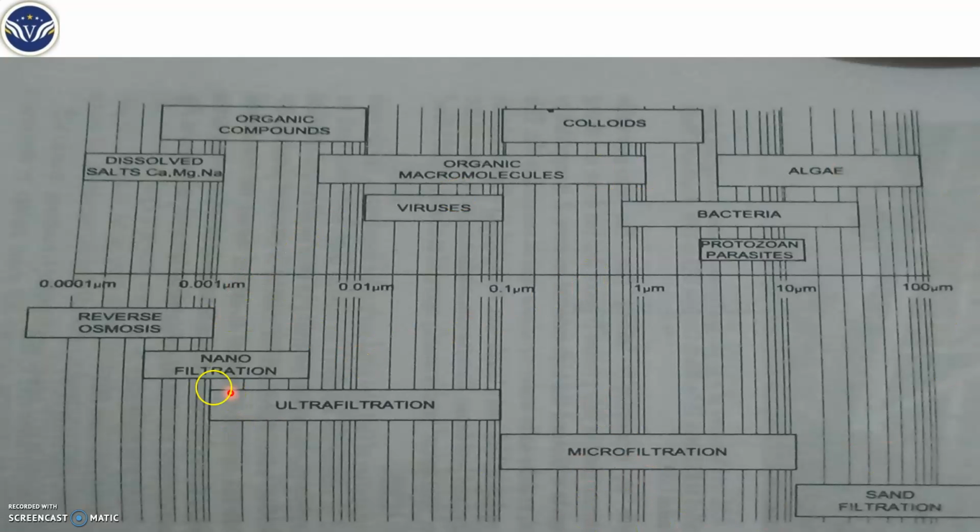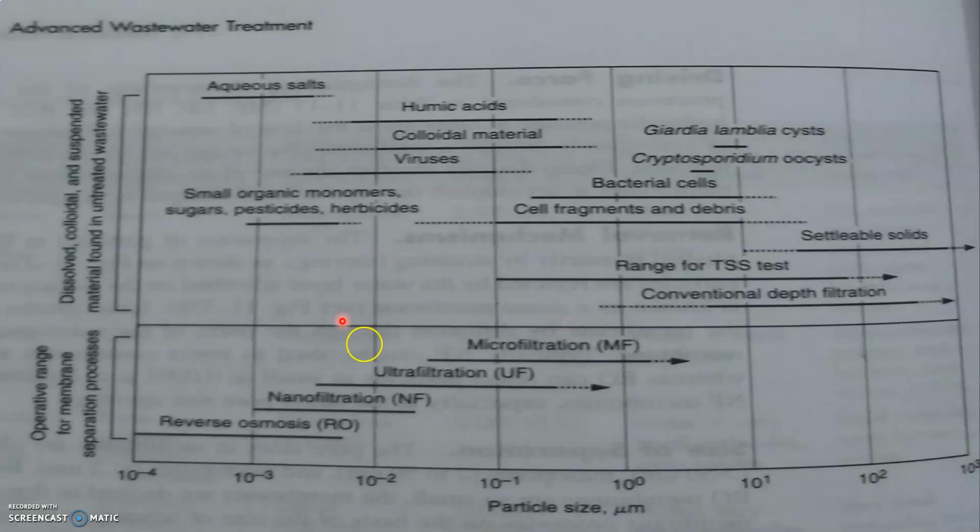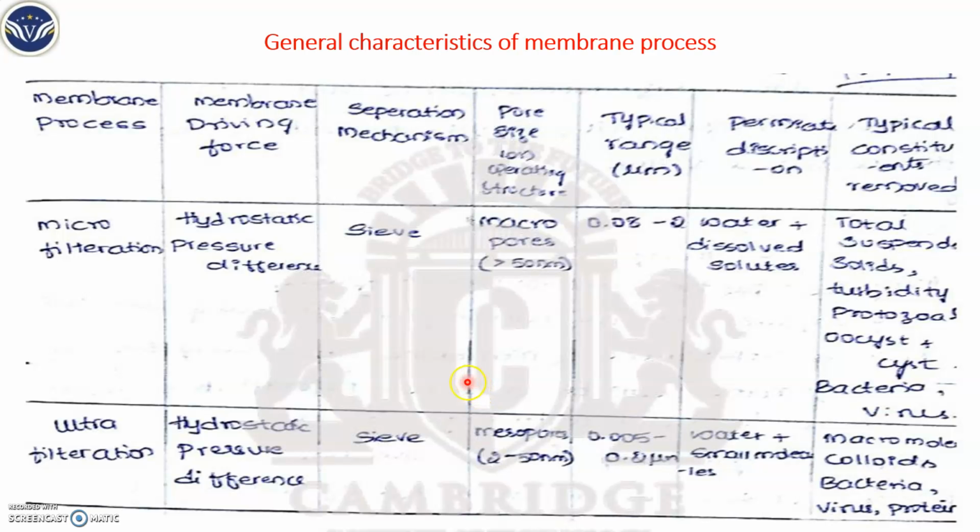This figure represents pore sizes, from lesser to greater. You can see in which size range the various filtration processes lie, and based on that, what they are removing. This is taken from SK Garg book, and this is taken from a Metcalf & Eddy book. Also you can see this is smaller in size, this is larger in size, where that filtration process lies with respect to the sizes and what they can remove from the water itself.